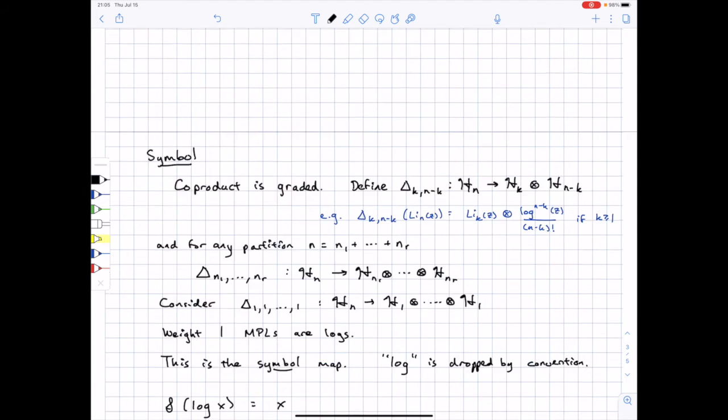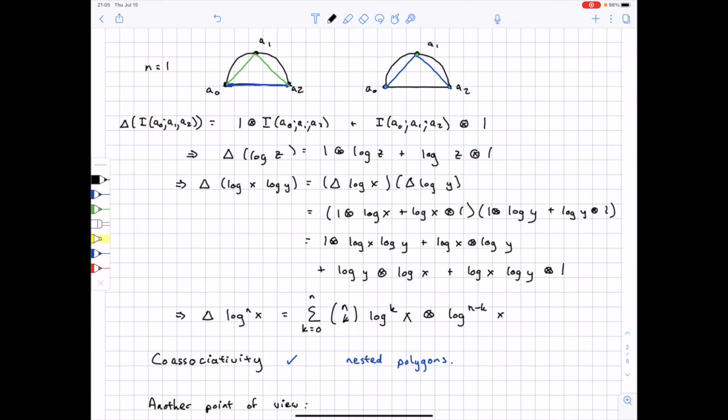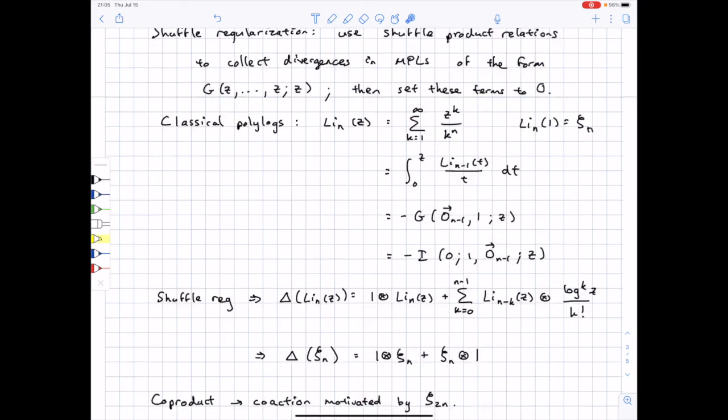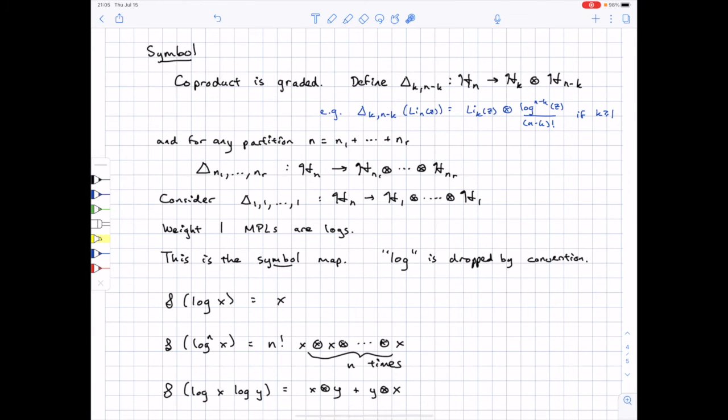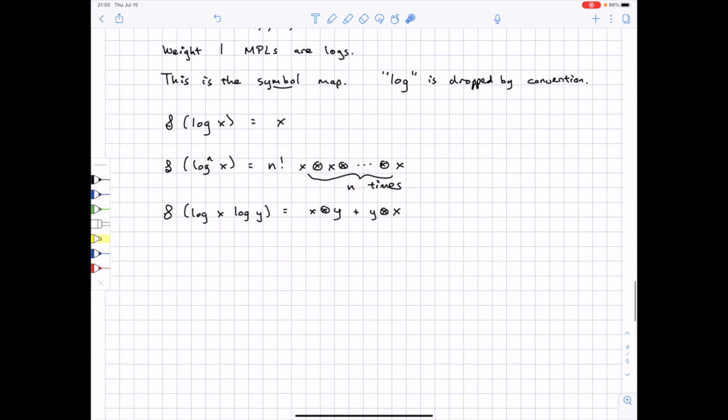Recall this is easier to see from our formulas from before. We had here the full coaction. So now when we have this, we're just selecting the terms that have weight 1 on each side of the tensor product and dropping the logs, and that's precisely this. We have the symbol of Li n of x would be minus 1 minus x tensor x, and the rest are all x. So we have n minus 1 times the x appears here.